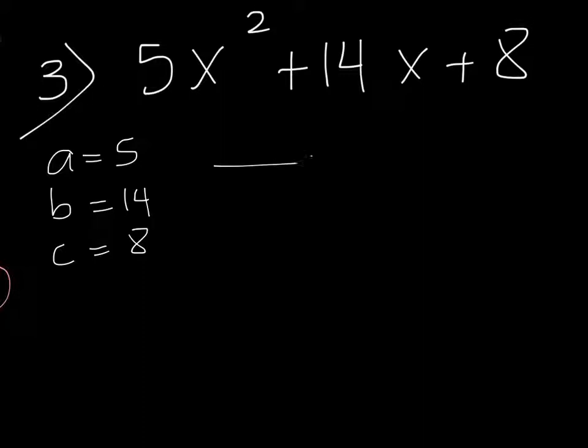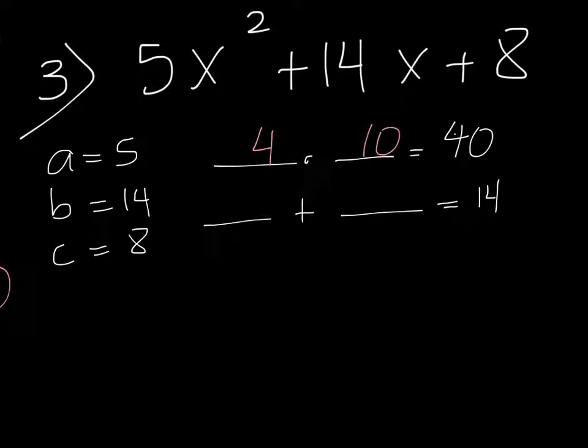So you need to find two numbers that would multiply to give me AC, which in this case is 5 times 8, which is 40, and would add to give me 14, which is B. What are the two numbers? This is very simple to see. So 4 times 10 is 40, and 4 plus 10 is 14.